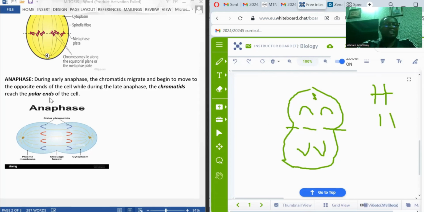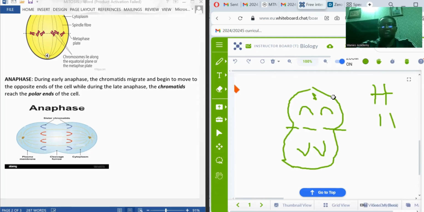Now, what initiates the anaphase phase is that the daughter cells are seen to migrate to the opposite ends of what? The cell. And the chromatids reach their destination. The chromatids divide after losing the centromere that holds them together. They now reach their destination. So this process is known as the anaphase.